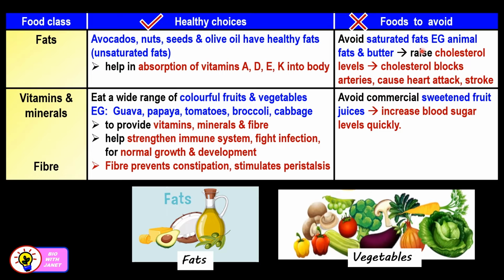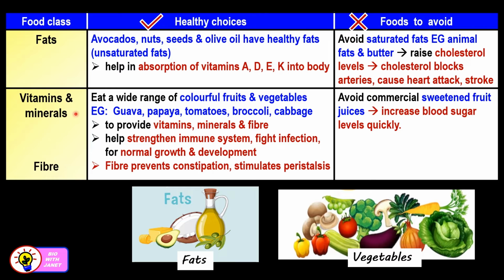Avoid the saturated fats, such as the animal fats and butter, which can raise the cholesterol levels, and then the cholesterol will be deposited in the arteries, and you'll block the arteries, causing heart attack and stroke in the long run. Okay, so avoid the saturated fats and try to eat the unsaturated fats from food sources like avocados, nuts, seeds, and olive oil especially, right?